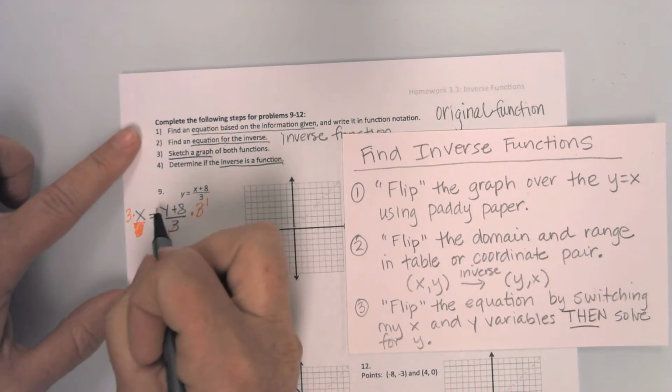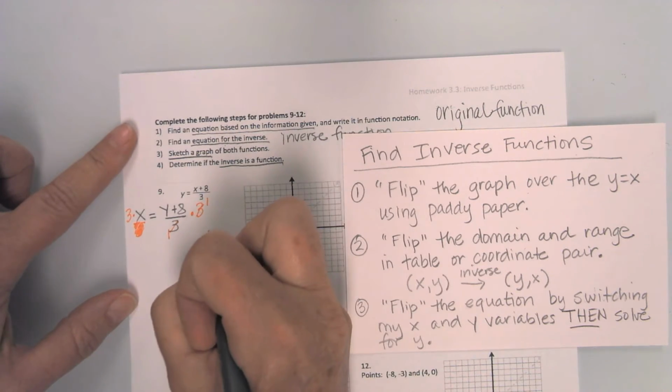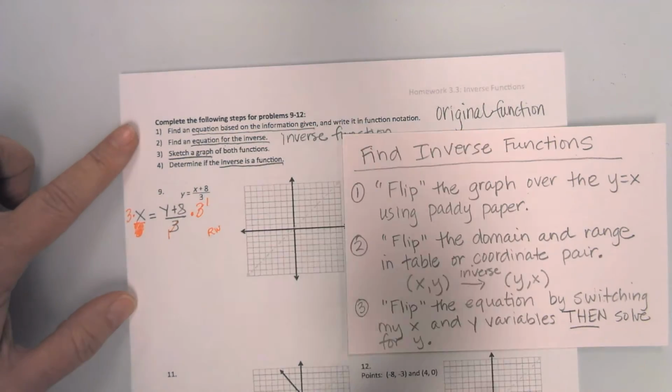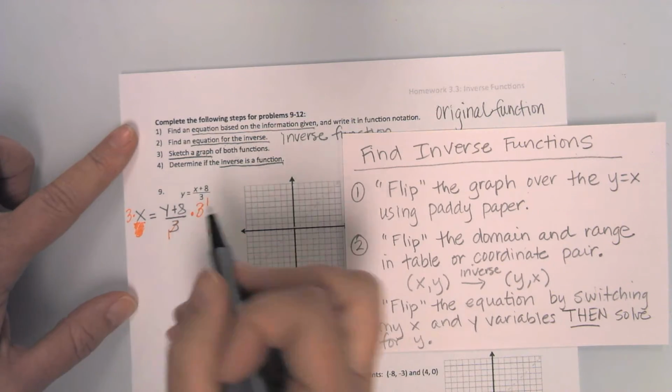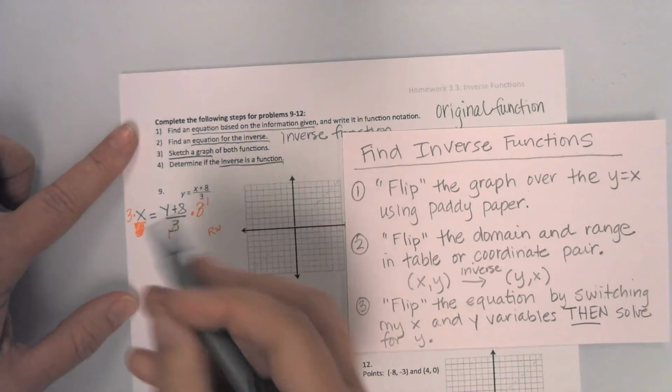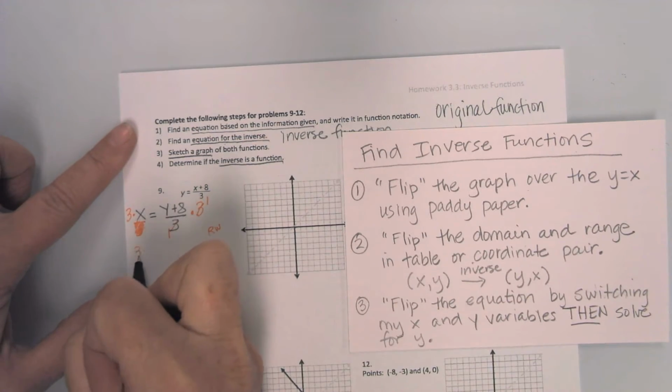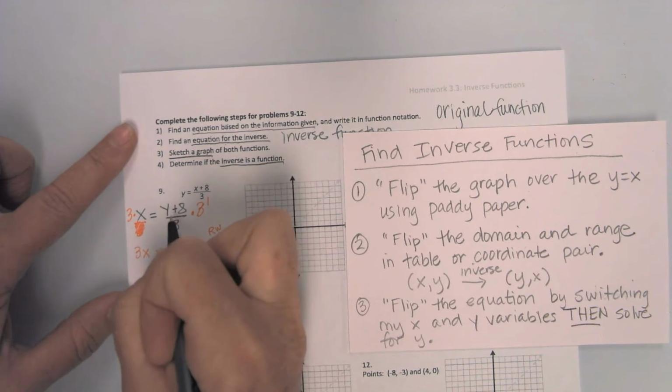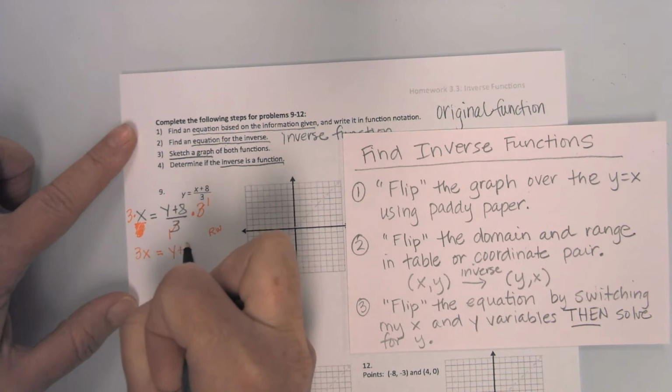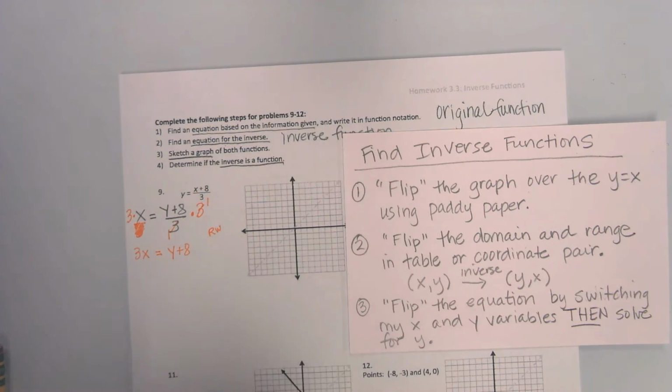Okay, so as a mathematician, I always rewrite my equations. I even do an RW to tell me to rewrite, because this looks kind of messy. I'm like, what do I do next? So I have 3x equals y plus 8. Because this is a 1 now, I don't need to write it.